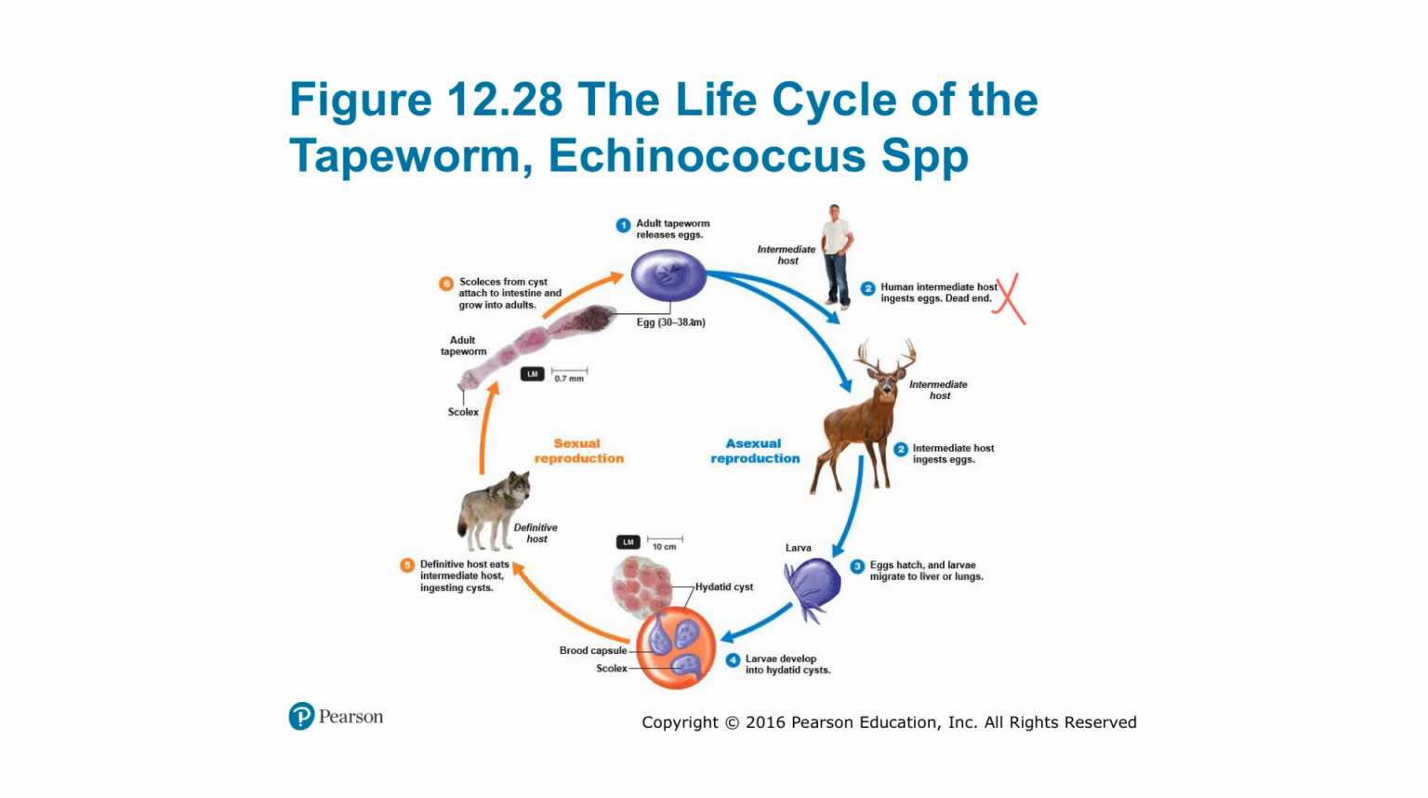So the eggs hatch and they migrate to the liver or the lungs, and the larvae develop into hydatid cysts. And so the definitive host then eats the intermediate host. This is the wolf here, and so it ingests the cysts, and it gets the tapeworms, so the scolices from the cyst attach to the intestine, and they grow into adults to create more eggs.